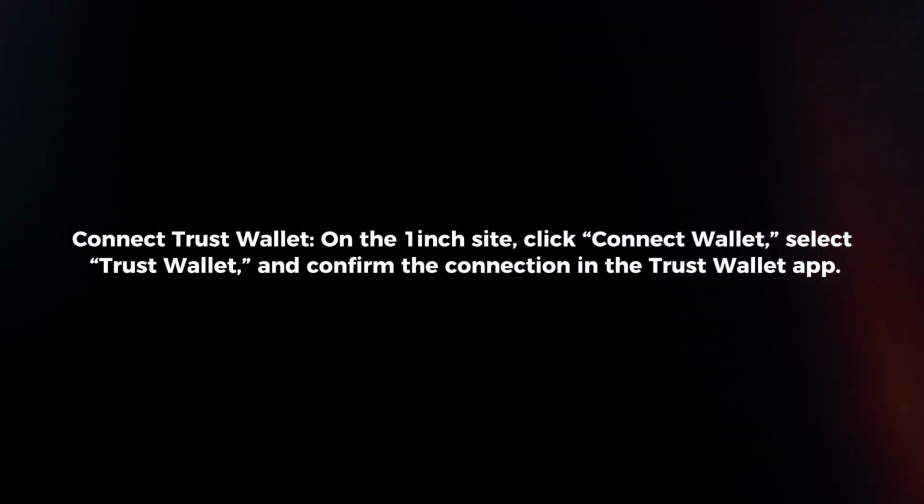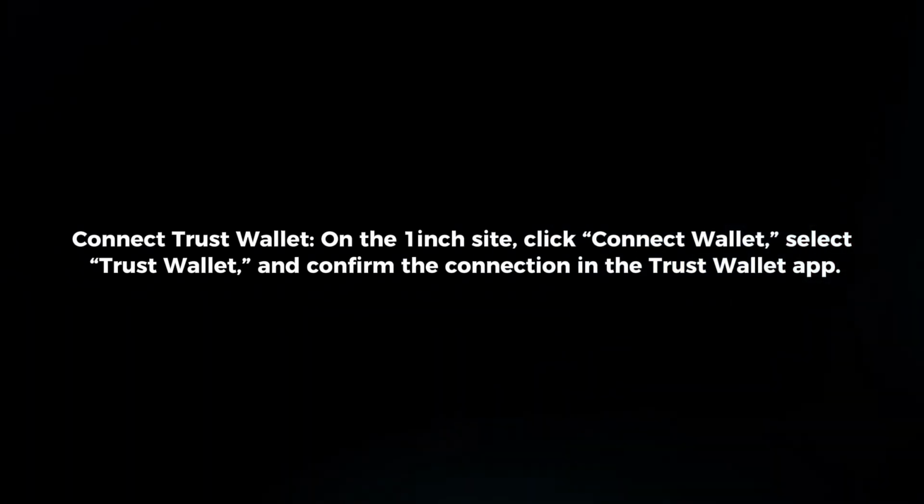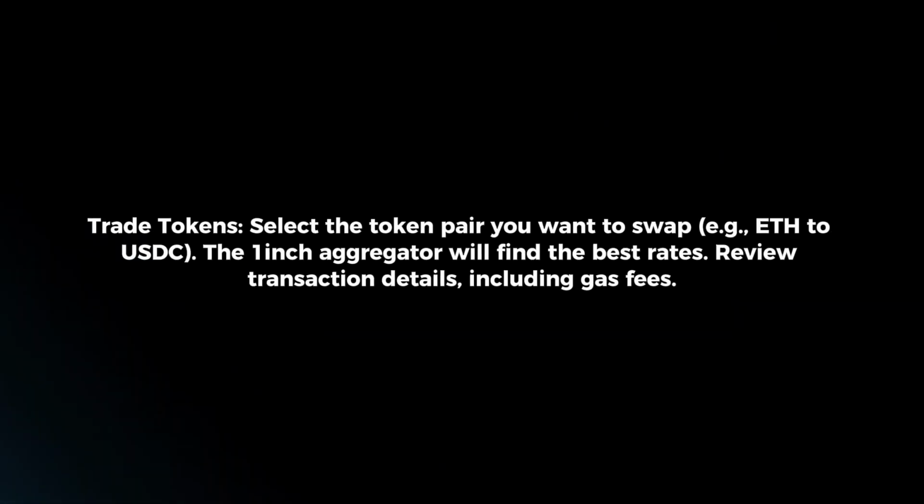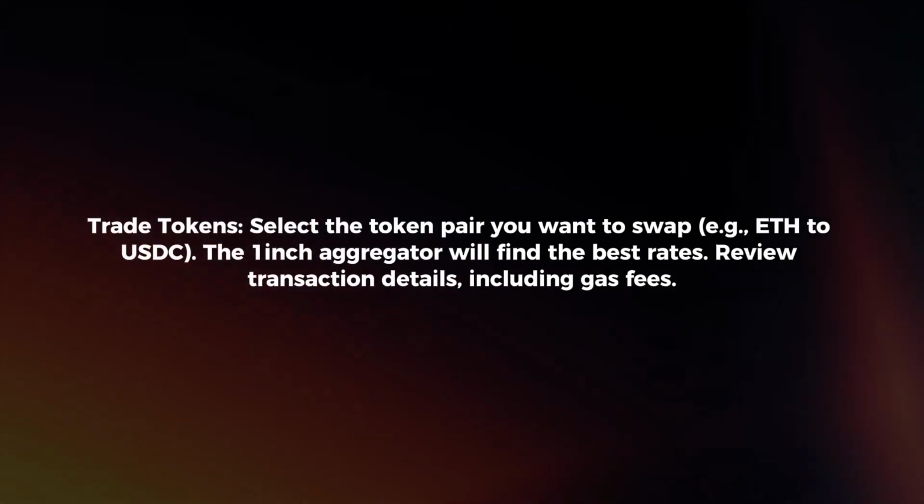Connect Trust Wallet. On the 1inch site, click Connect Wallet, select Trust Wallet and confirm the connection in the Trust Wallet app. Trade tokens. Select the token pair you want to swap.